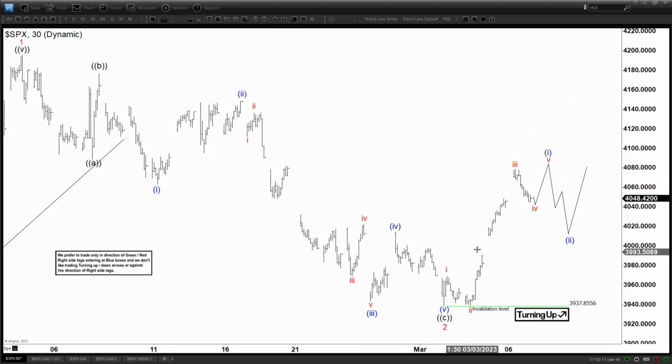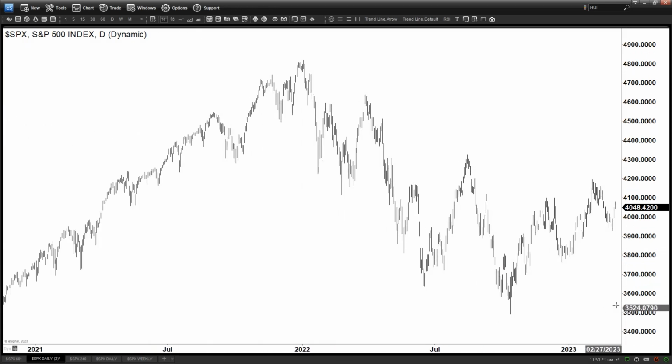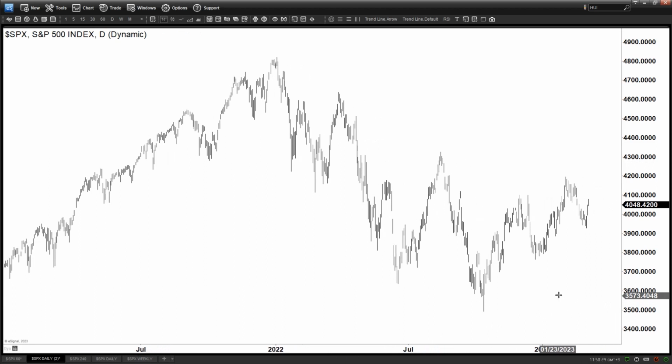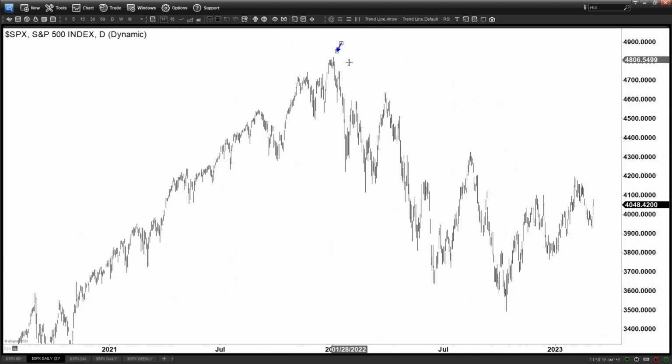All right. Now let's zoom out into a larger degree time frame and get better ideas where we are. This is the daily time frame. When we look at the larger time frame, things get more interesting, right? This is obviously the all-time high in the S&P, and then we got this sell-off since January 2022 all the way down to October last year.